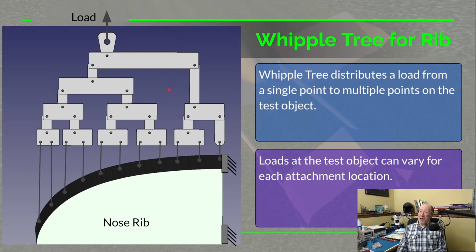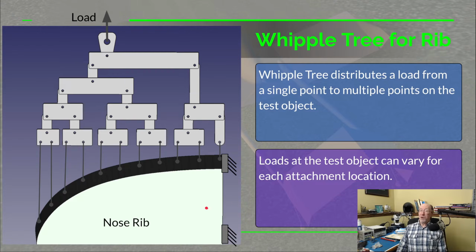Now, as was probably evident from the previous picture, this Whipple Tree takes a single total load that I'm applying, and then it starts distributing it down, and it distributes it to multiple points on the item that we're going to test, in this case, a nose rib. Now, for this nose rib, my fixed points are over here. I'm going to have 2 fixed points, which is very similar to what our spar would be like. So we'd have an upper spar cap, a lower spar cap, and there'd also be a web in here that the rib will attach to, but I didn't represent it here.